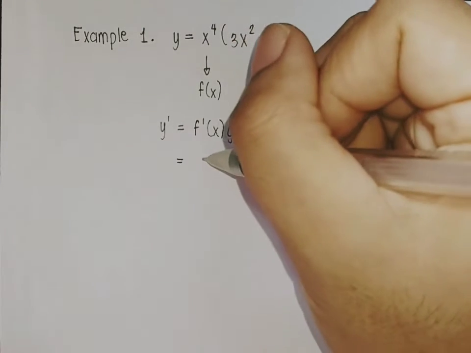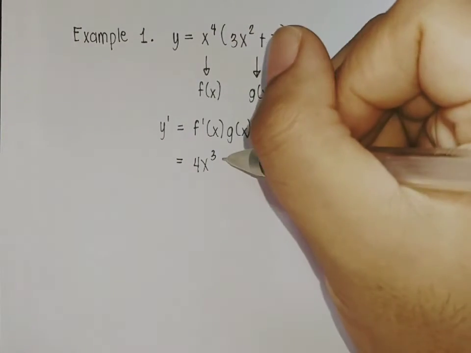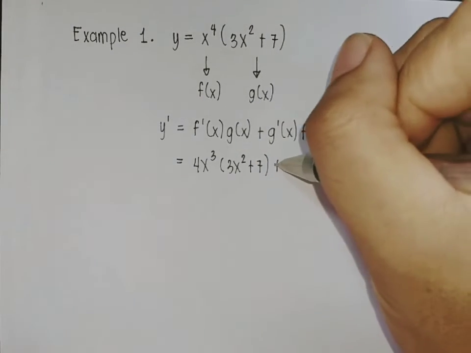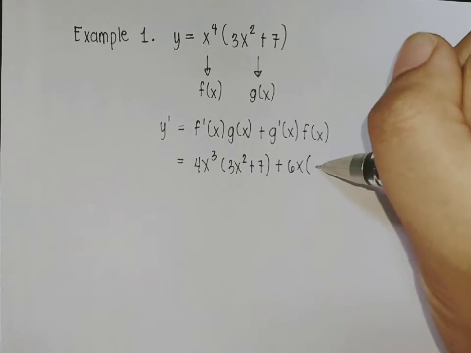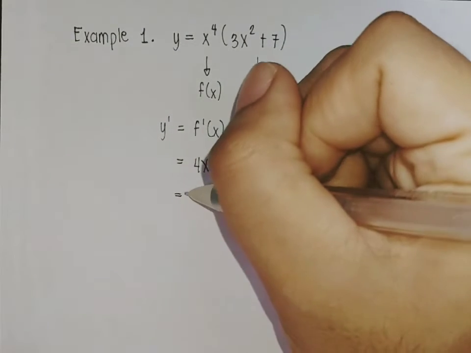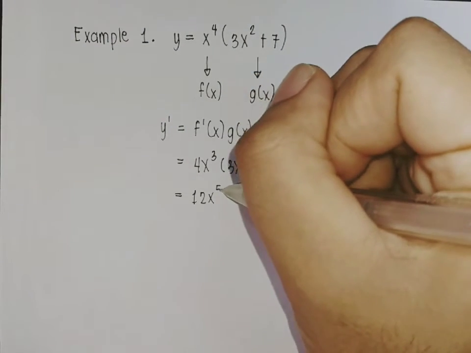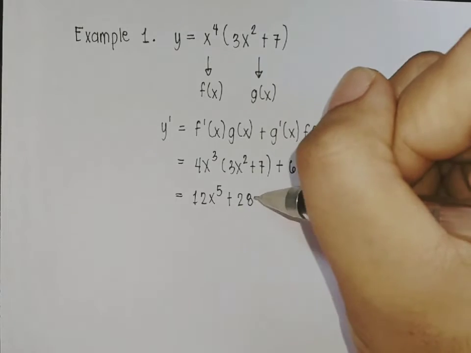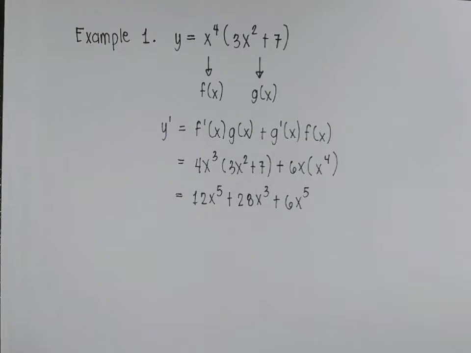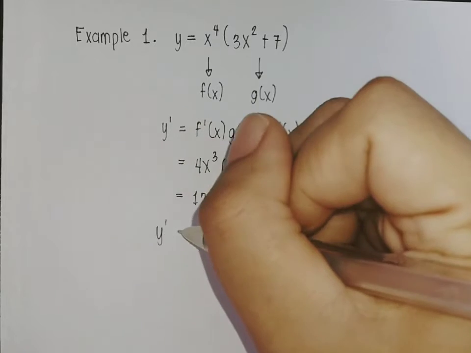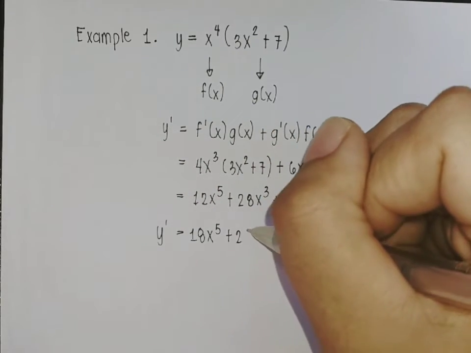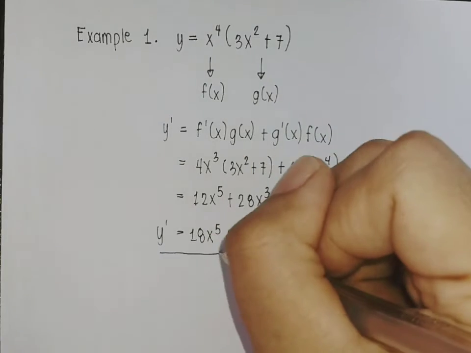Then we substitute the given functions and now we get 4x cubed times 3x squared plus 7 plus 6x times x to the power of 4. Using the distributive property, we get 12x to the power of 5 plus 28x to the power of 3 plus 6x to the power of 5. Then we combine like terms and we get the answer y prime equals 18x to the power of 5 plus 28x cubed.